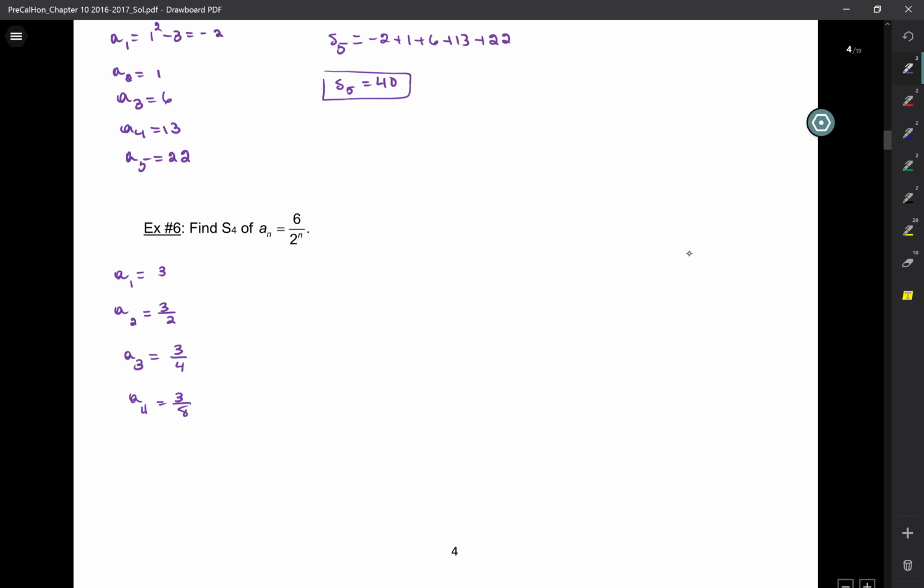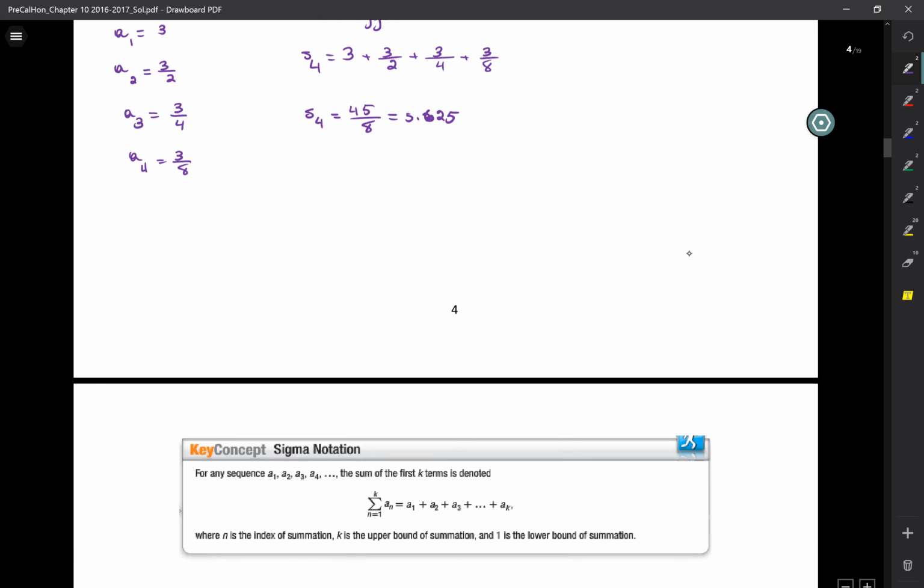So if I want to find S4, I start with 3. And then the next term is smaller. It's 1.5. The next one is smaller still and even smaller. So if we had to continue this, you could see that the numbers are going to get smaller and smaller and smaller. So what do you think? Would that converge or diverge? I know you know. Okay, so S4 would be 45 over 8, which is 5.625. I'm giving you fraction and decimal for diversity here. All right?